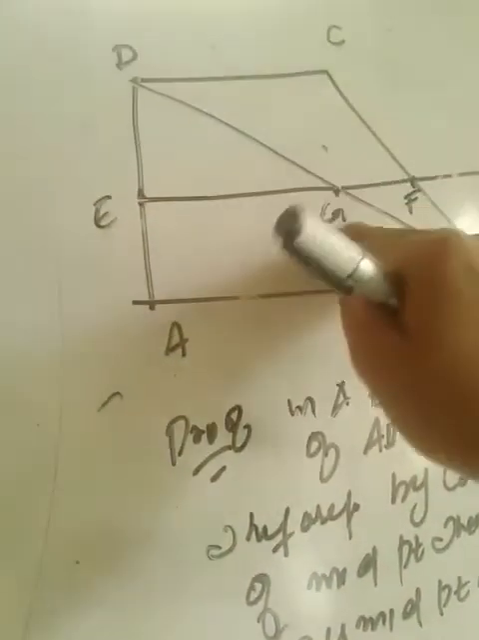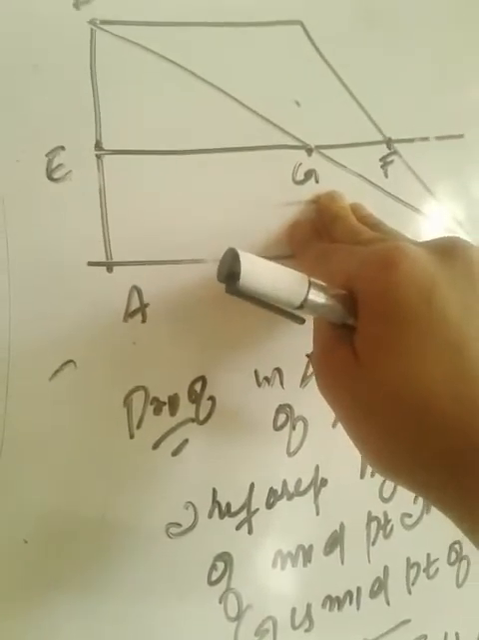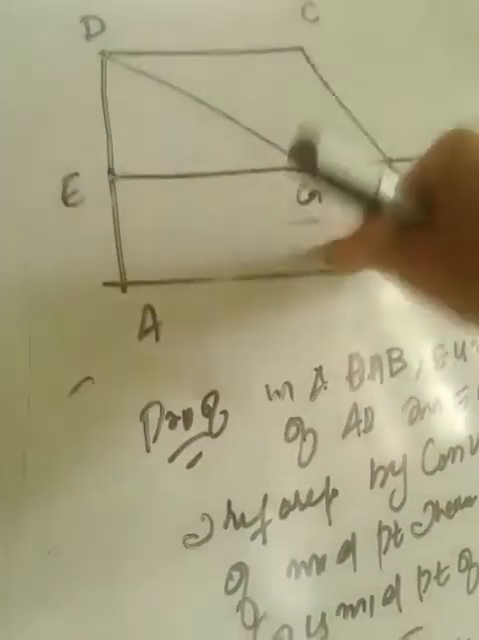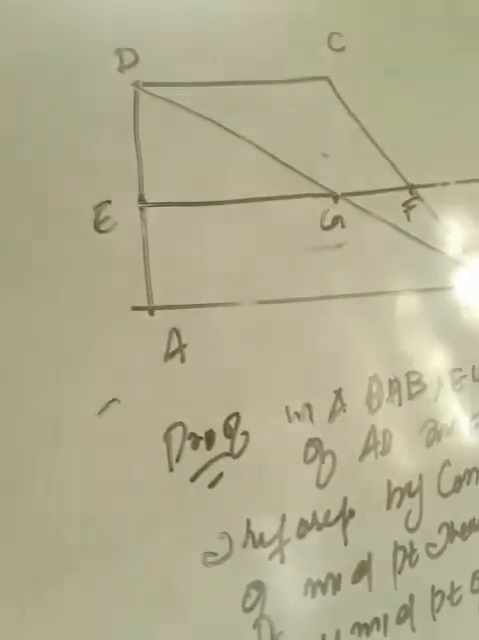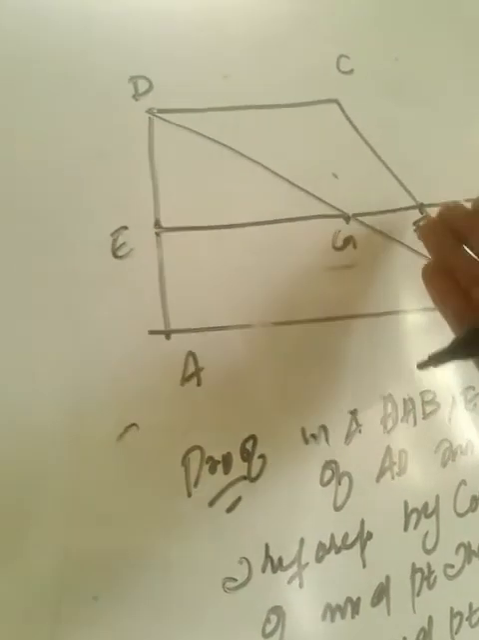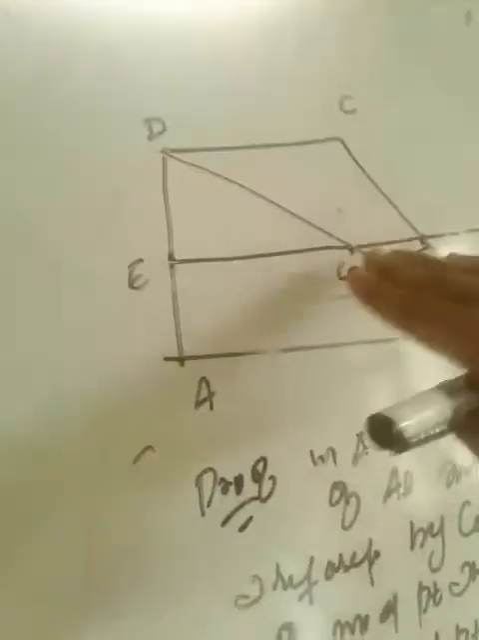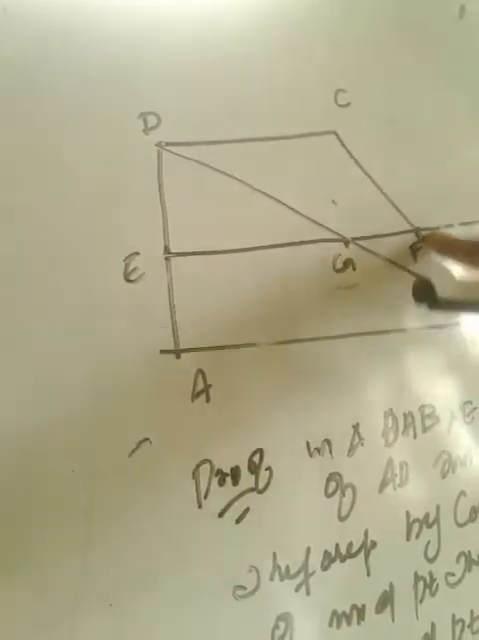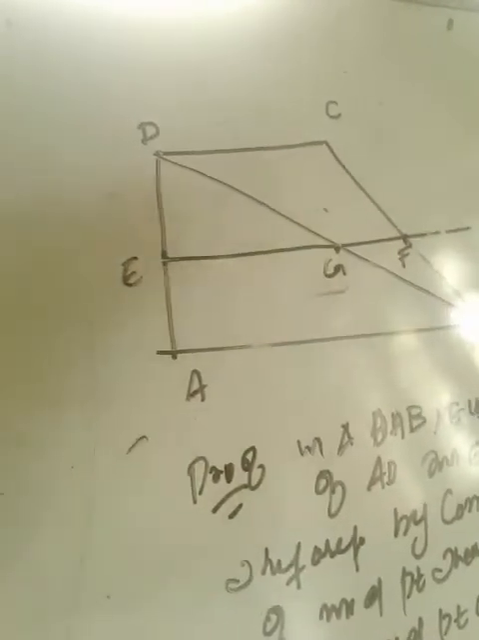How is this the midpoint? Again, you have to draw the line segment from the midpoint of one side, and it must be parallel to another side. Then according to the converse of the midpoint theorem, it bisects the third side. Bisect means the point where it intersects the other side must be the midpoint of that side. So this was all about today's question.